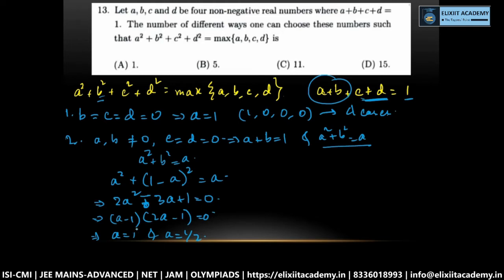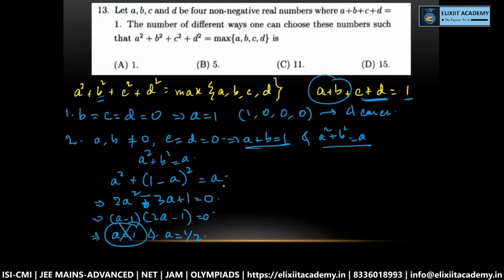Out of which we can't take this case. We have to reject this case. The reason is, if A is equal to 1, then B is equal to 0, since A plus B is equal to 1. And that is not possible because we have considered that A and B are not equal to 0. So A cannot be equal to 1.